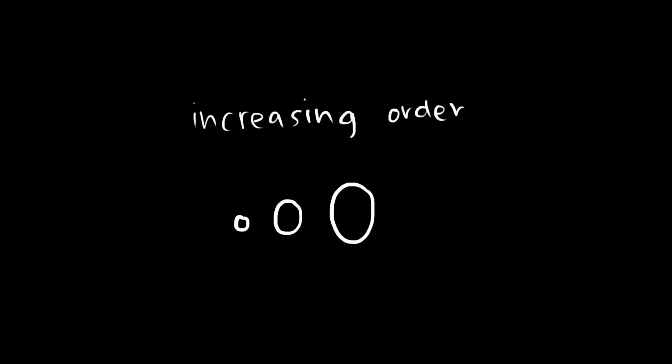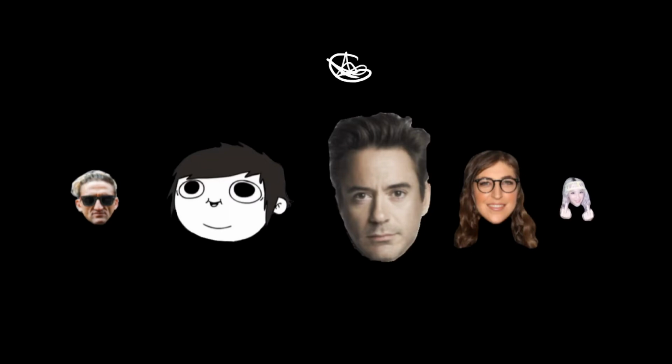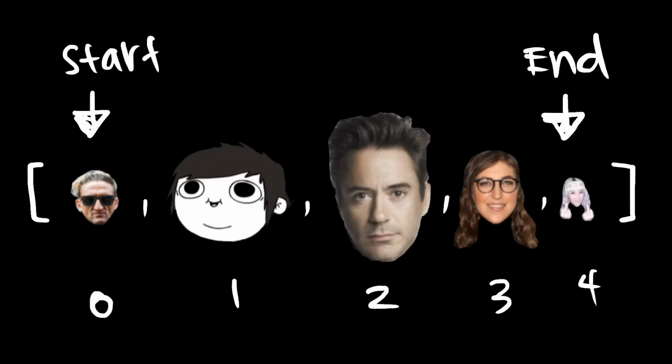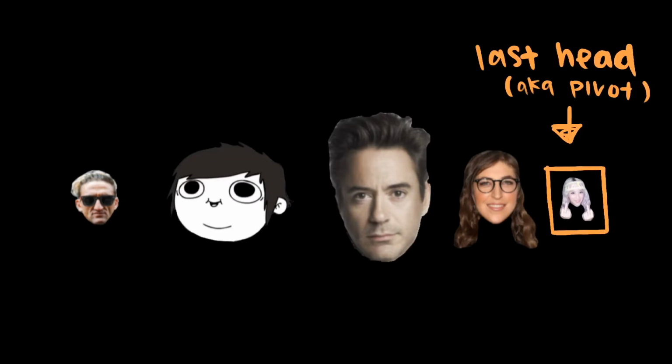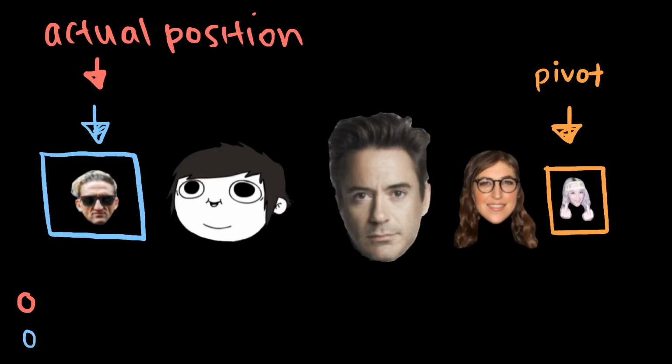This time, we are doing increasing order. Shuffle the heads into random order and store them into an array. First, we need to find the actual position of the last head, which is also called the pivot. We always set the actual position to be the first of the array.